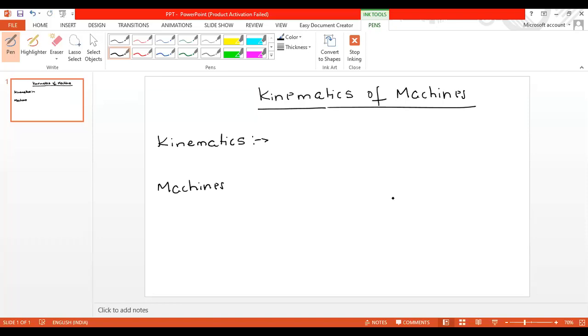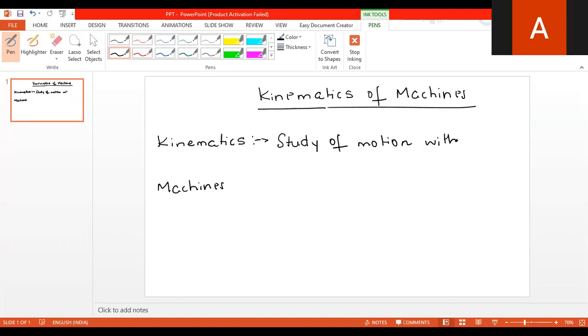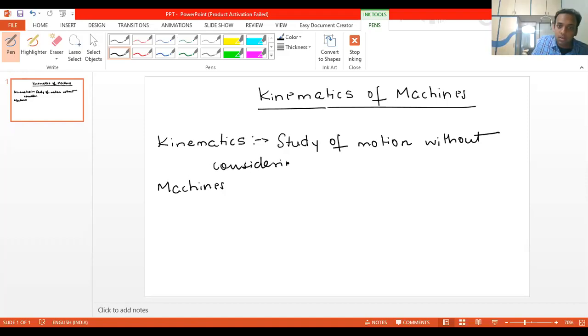Motion, movement. Okay, so motion. Anything else? And without knowing its cause, like force and all. Okay. So basically, kinematics is the study of motion without considering the forces that produce it.